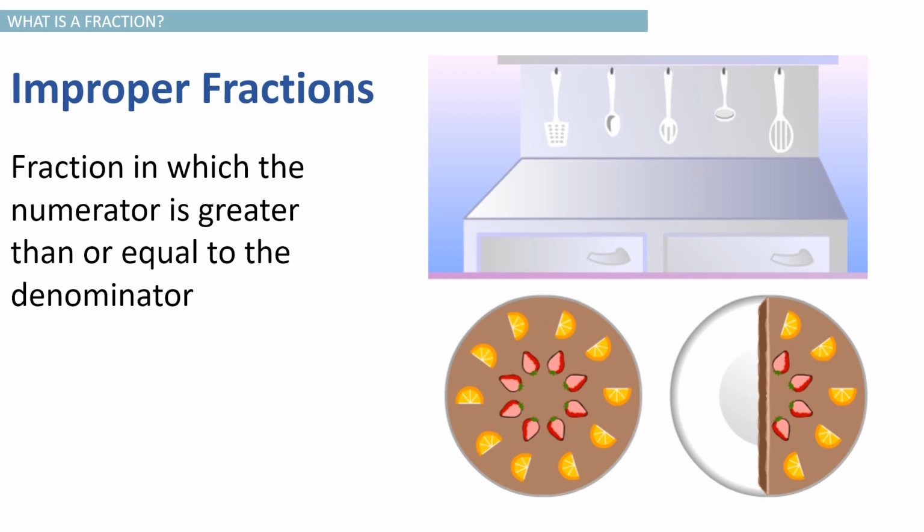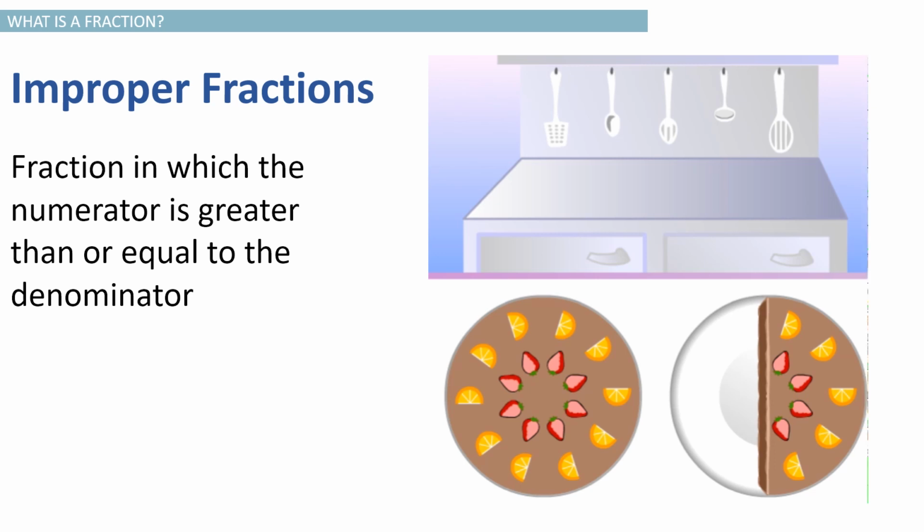Improper fractions are fractions in which the numerator is greater than or equal to the denominator. So let's look at the example on the right hand side. I have some cake here, and the cake obviously is bigger than 1 whole. So let's find out how big the cake is. What is a fraction to represent this cake?